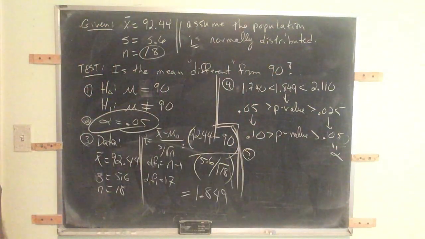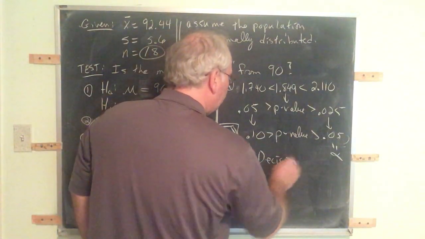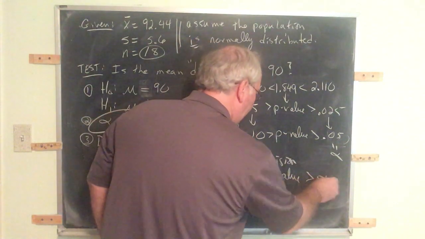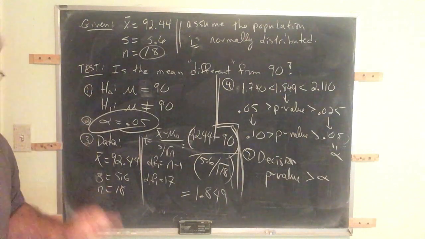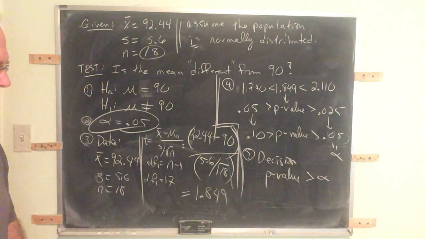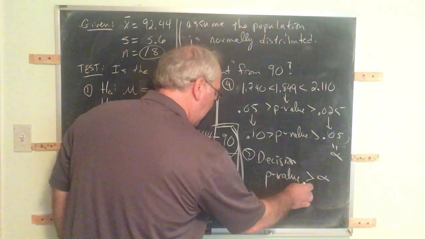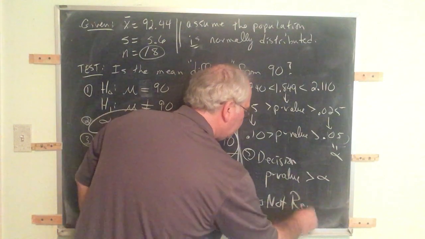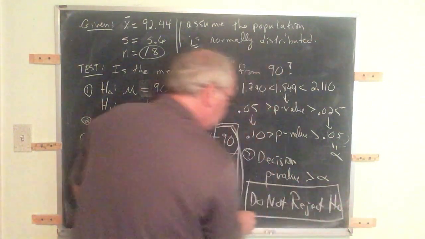Now, step five, into this inequality string, we insert alpha. So our decision: the p-value is greater than alpha. Our rule is reject the null hypothesis if the p-value is less than alpha. It is not, so we do not reject the null hypothesis. And there we go.